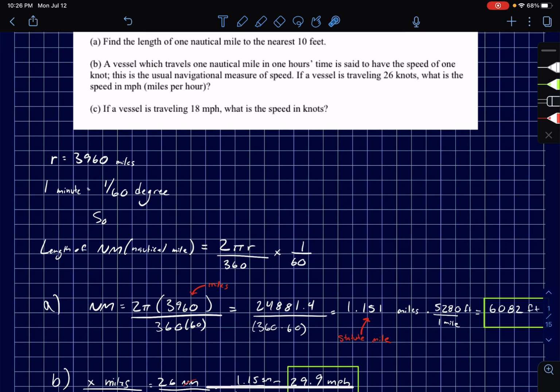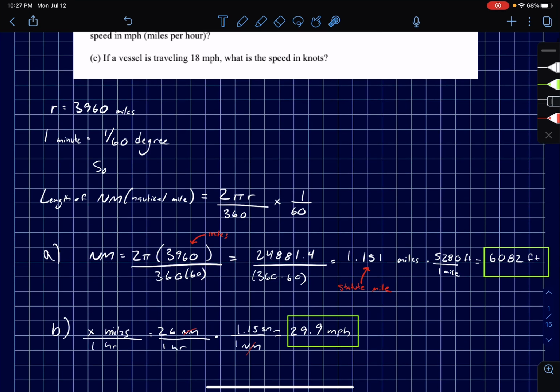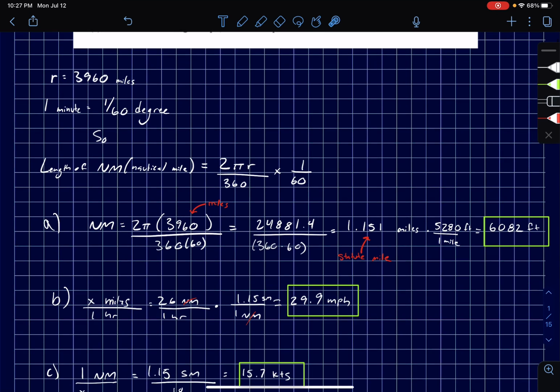So to find the length of a nautical mile, we have to find the circumference of the Earth by using 2πr, and then dividing that by 360 in order to find the degrees, and then dividing that by 1/60th in order to find the distance of 1 minute. So we go ahead and plug in our values here. We get 2 pi times 3,960 miles divided by 360 times 1/60th.